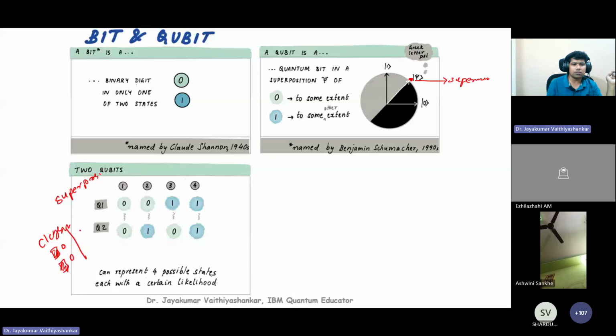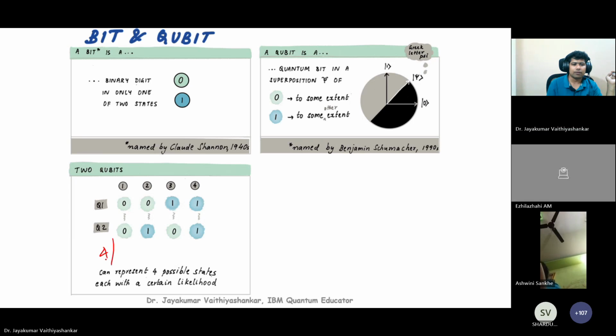Suppose you want to represent 0, 1, we need one instruction cycle. Then if you want to represent 1, 0, you need one more instruction cycle. Then to represent 1, 1, you need one more instruction cycle. So in classical, you need 4 instruction cycles.